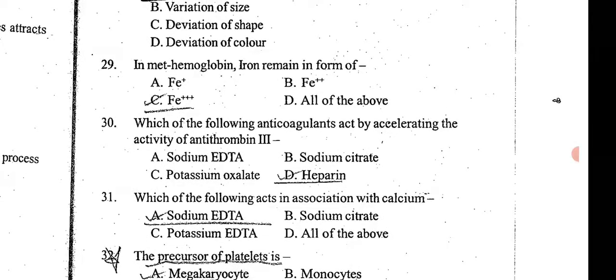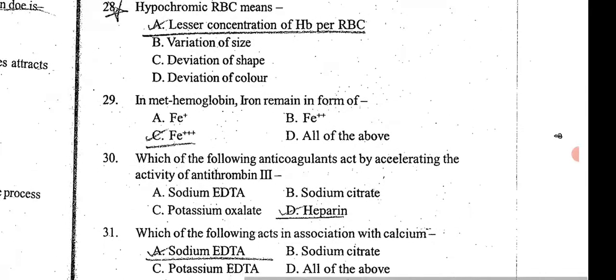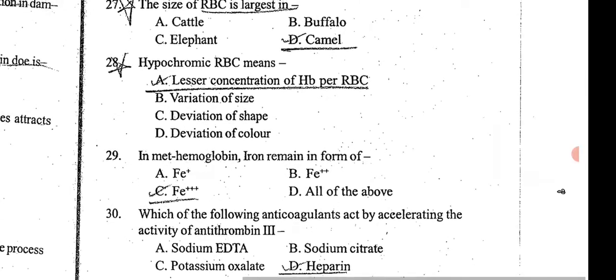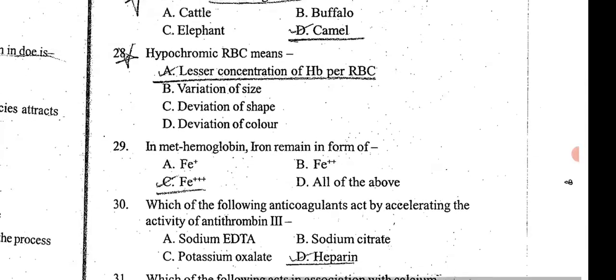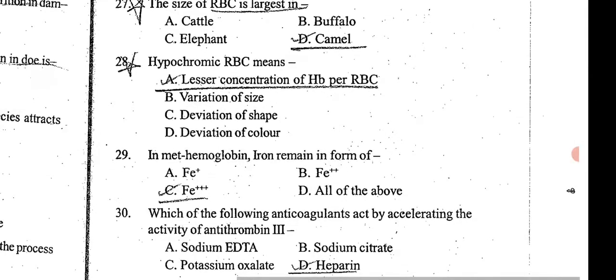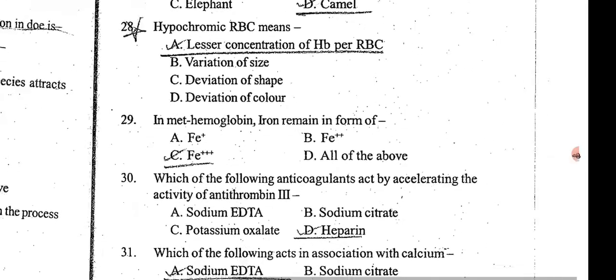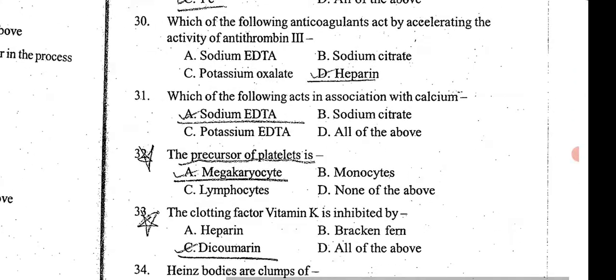In methemoglobin, iron remains in the form of Fe+3. A lesser concentration of hemoglobin per red blood cell is known as hypochromic. The smallest red blood cell is in sheep and the largest is in camel. And sodium EDTA, which is an anticoagulant, acts in association with calcium. Sodium EDTA binds calcium.